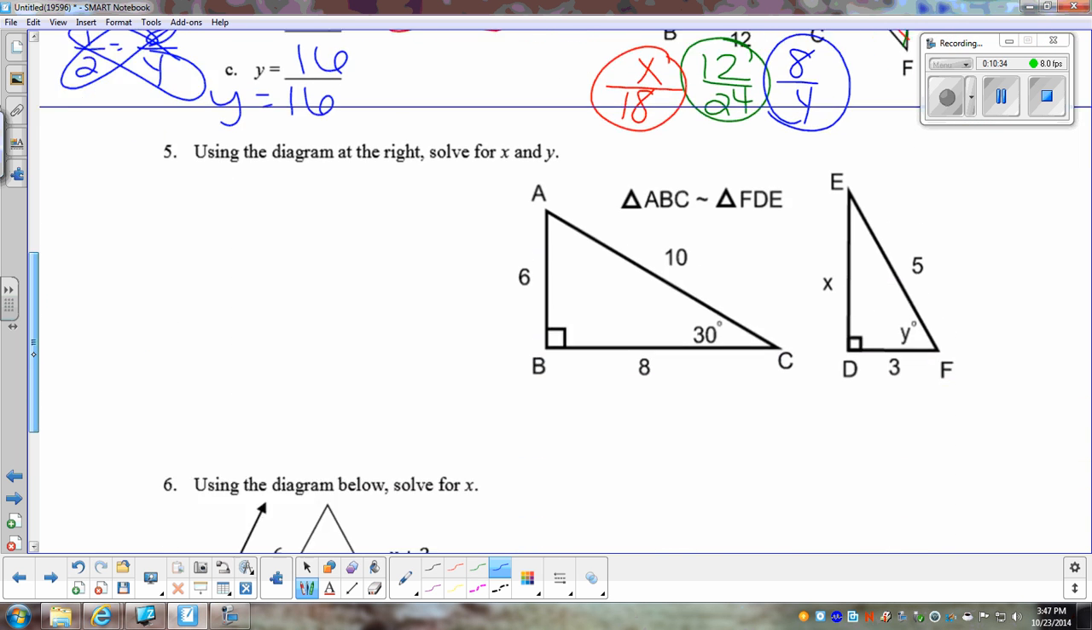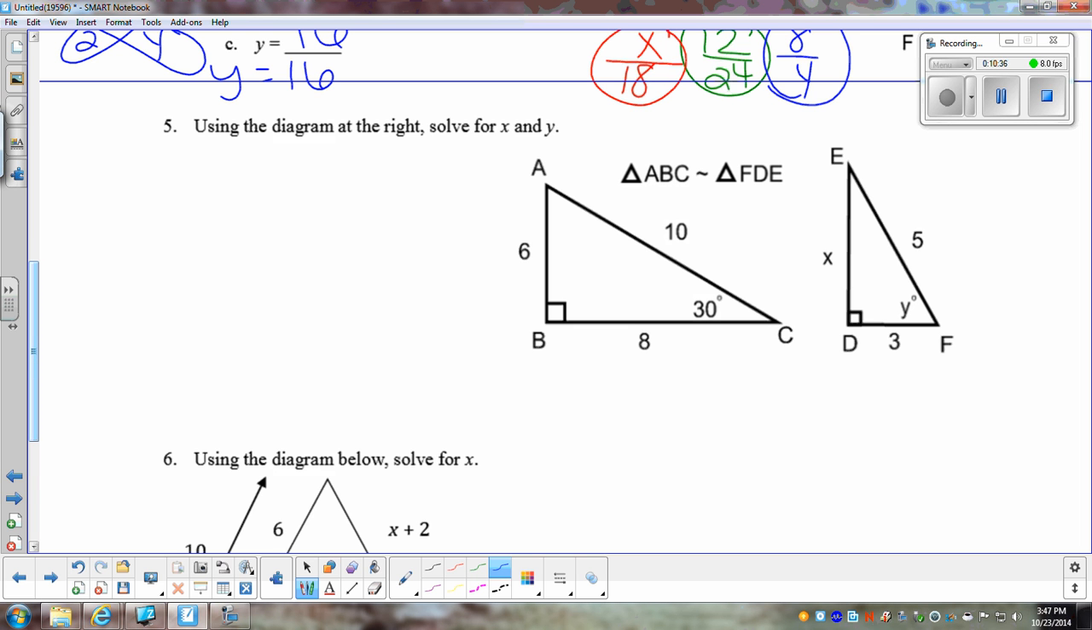Number 5, use the diagram at the right and solve for x and y. Well, first of all, I want to figure out all my angles in here. Angle A is going to be 60 degrees, sorry, because 90 plus 30 is 120. 120 subtracted from 180 is 60. Well, now I want to look at which angles are congruent. I know that angle A is congruent to angle F. So y is going to be 60 degrees.